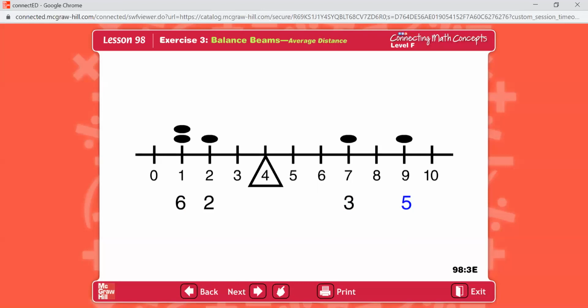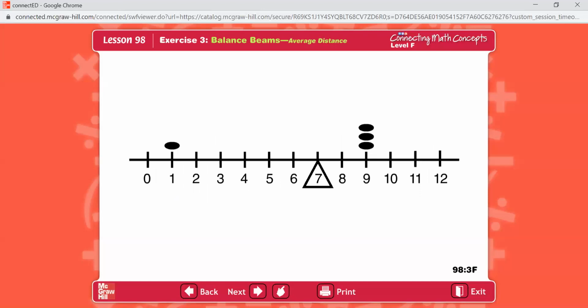Next, the total distance on the left side. Notice we have 0 through 12. 0, 1, 2, 3, 4, 5, 6, 7, 8, 9, 10, 11, and 12.